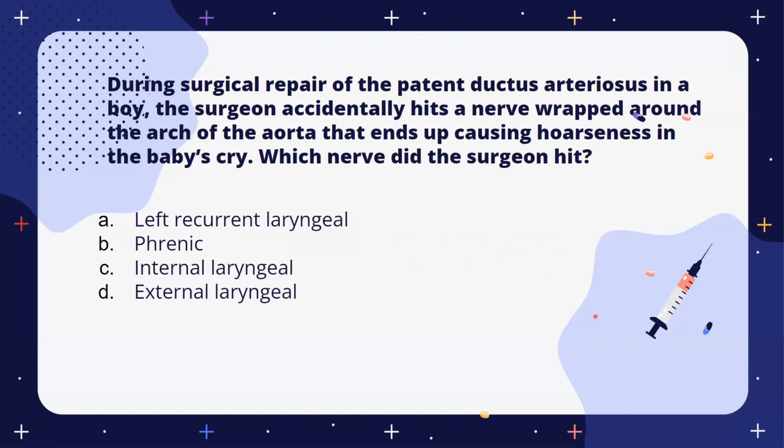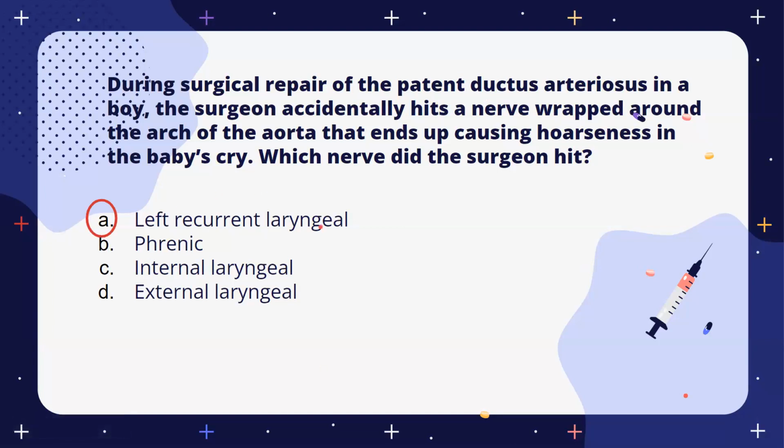During surgical repair of the patent ductus arteriosus in a boy, the surgeon accidentally hits a nerve wrapped around the arch of the aorta that ends up causing hoarseness in the baby's cry. What nerve did the surgeon hit? A lot of people are saying A. Let's look at the answer. It is A.